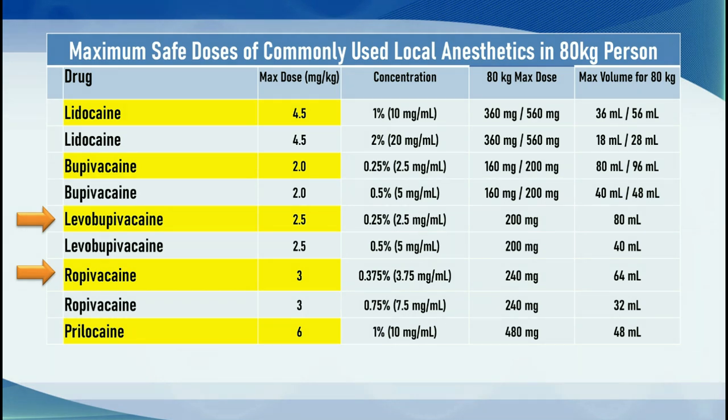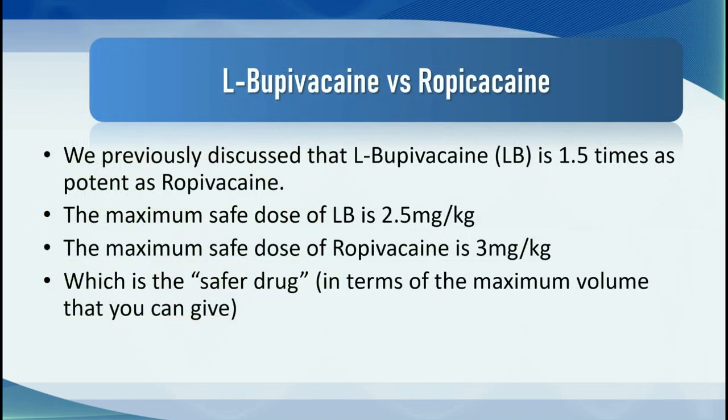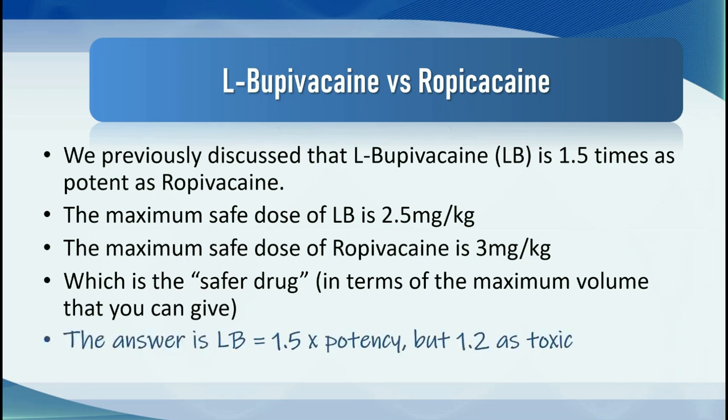On the surface, it looks like you can give a larger dose of ropivacaine than levobupivacaine, but we previously discussed that levobupivacaine is 1.5 times as potent as ropivacaine. The maximum safe dose of levobupivacaine is 2.5 milligrams per kilo, but the maximum safe dose of ropivacaine is 3 milligrams per kilo. According to this, levobupivacaine is actually safer than ropivacaine because it's 1.5 times as potent, but only 1.2 times as toxic.